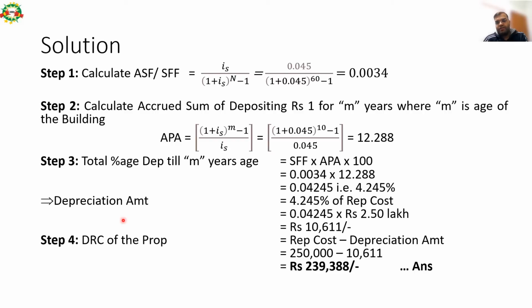That means the DRC of the property, the depreciated replacement cost, is equal to the replacement cost given in the question, which is 2.5 lakh rupees, minus the depreciation amount we calculated in step number 3, which is 10,611 rupees. So the depreciated replacement cost of the building or the property is 2,39,388 rupees.